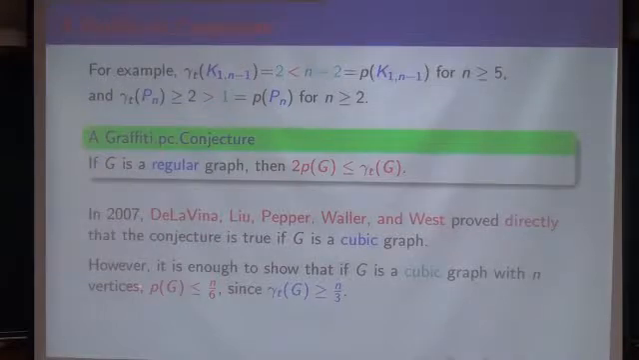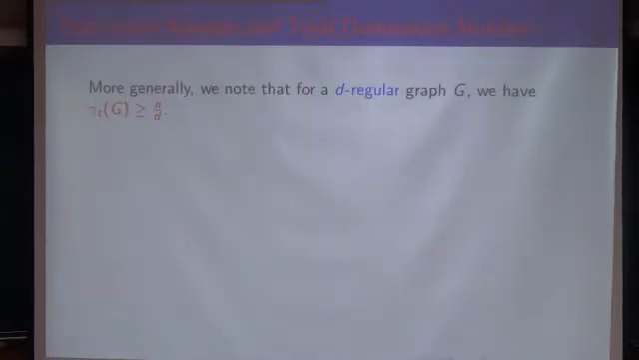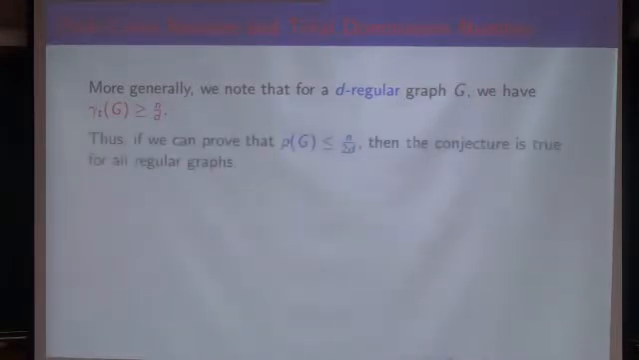So if you multiply 2, still that is less than n over 3. Okay. Well, actually in 1996, Bruce Reed showed that if G is a cubic graph with n vertices, then the path cover number is at most the ceiling of n over 9. So there is a big gap between them, right? More generally, for a d-regular graph, total dimension number is greater than or equal to n over d. So if we can show that the path cover number is at most n over 2d, then the conjecture is true for all regular graphs.